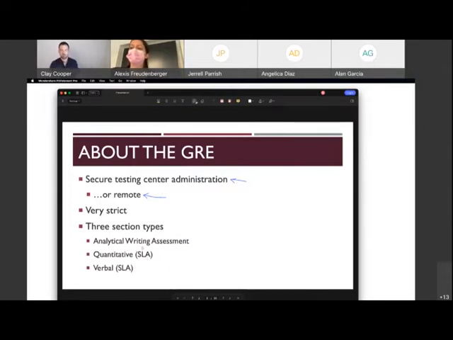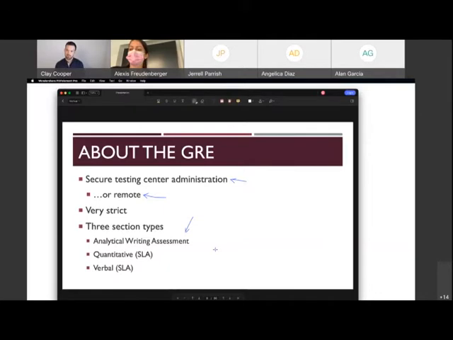The GRE is composed of 3 section types. We have the analytical writing assessment section, the quantitative section, and the verbal section. The analytical writing assessment section, as you can imagine, is a section in which you do some writing. It's very interesting, and it absolutely is worth talking about. I'm not going to talk about it much today just because it's kind of beyond the scope of this discussion.